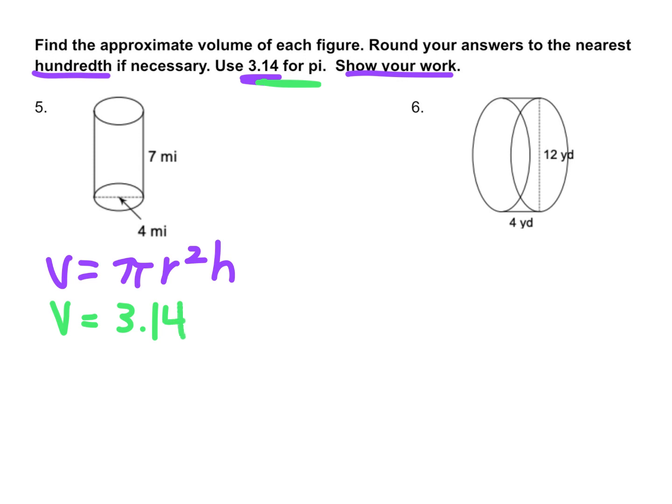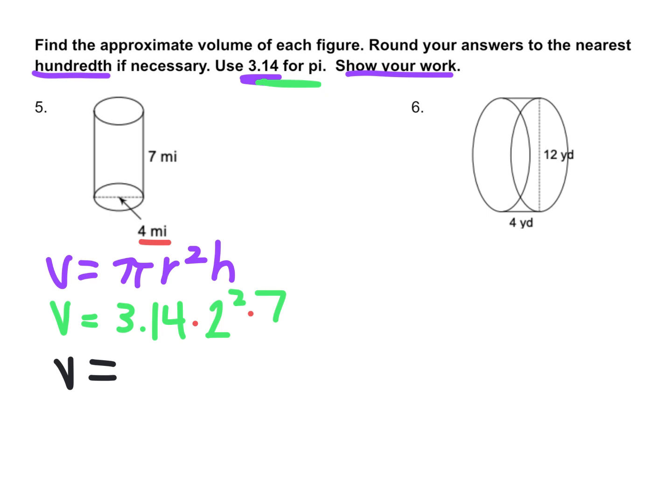And then times the radius squared. Uh-oh, they did it again. I have the whole way across. I have the diameter, so I have to cut that in half. So my radius is 2, so it's 2 squared times the height of the cylinder, which is 7. Okay, and now we're going to calculate all of that. So I'm literally just typing that in my calculator. 3.14 times 2 times 2 times 7.